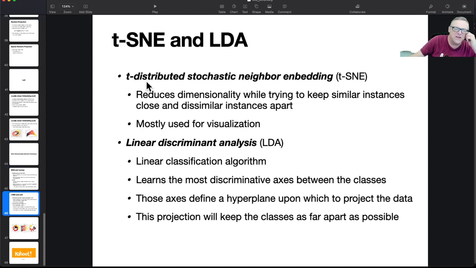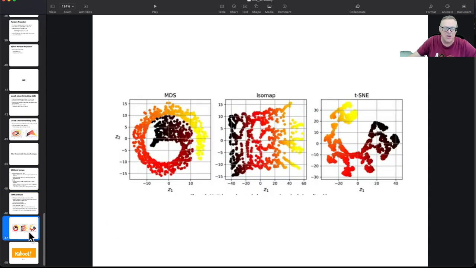And then there's this T-distributed stochastic neighbor embedding, which tries to keep similar distances close and dissimilar instances apart, used for visualization. And then there's linear discriminant analysis, which learns the most discriminative axis between the classes, and they define the hyperplane. So this projection will keep the classes as far apart as possible. So those are general information about them. And here's some examples of how they look.